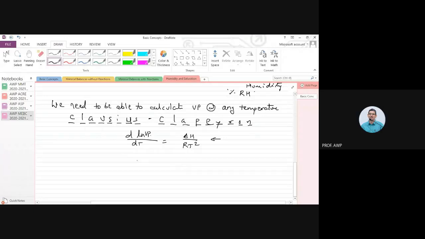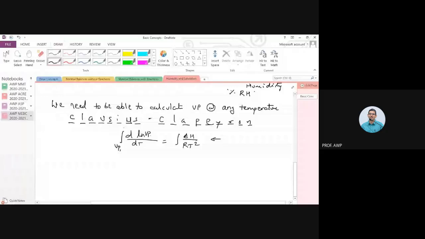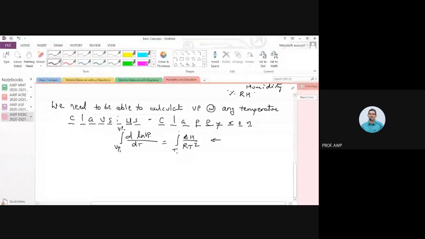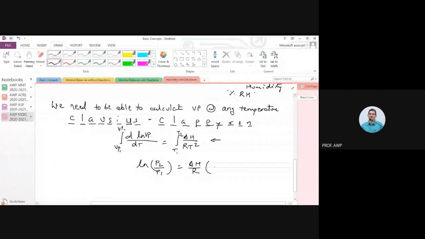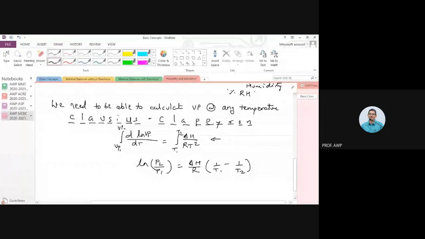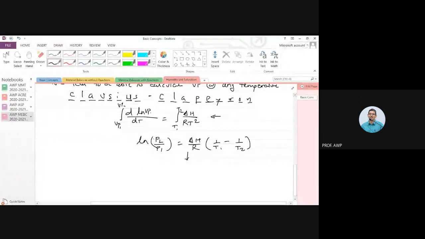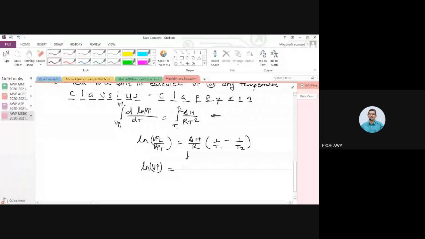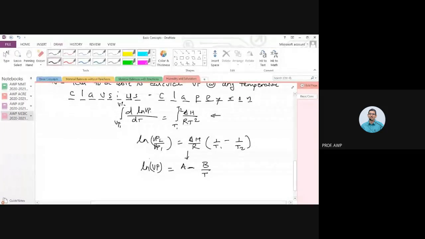Yes, sir. And then if you integrate this between any vapor pressure 1 and vapor pressure 2, and temperature 1 and temperature 2, you will get ln P2 by P1 as delta H by R, 1 by T1 minus 1 by T2. In general, we can write this expression for vapor pressure as ln Vp as some constant A minus B by T.